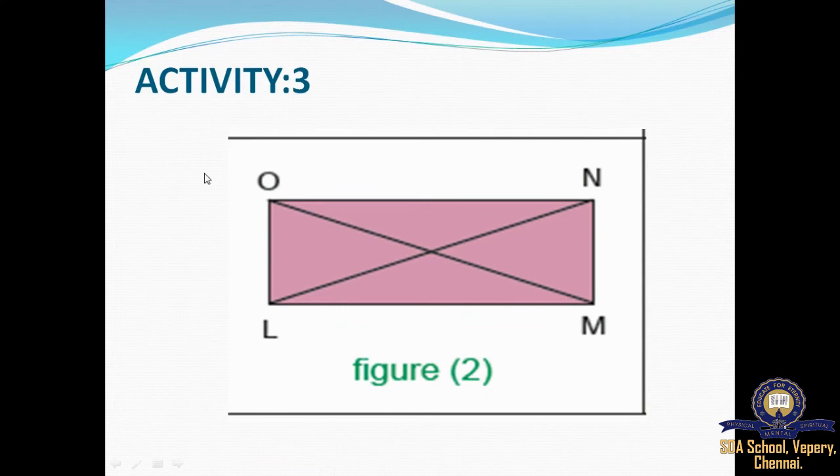Now we come back to our activity 3. This is the another figure. Draw a rectangle in your rough note and name it as L, M, N and O. Find out the corners, sides, diagonals and write down the opposite sides.